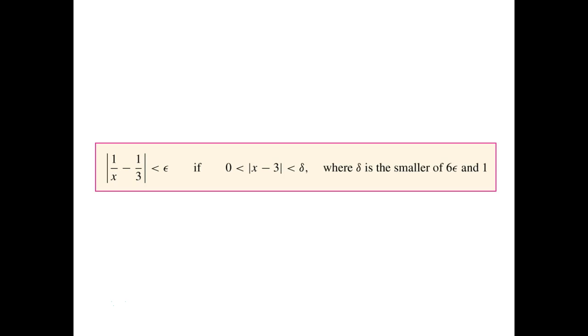So if he gave me an epsilon of 0.5 like he did last time, then you choose your delta to be the lesser of 3 or 1, that would be 1. So you would choose the 1 in that case. If you gave me the epsilon to be 0.01, then 6 times that would be 0.06. Look, I'll go with this one. Delta just has to be the smaller of those two. Okay. That's your formal definition.